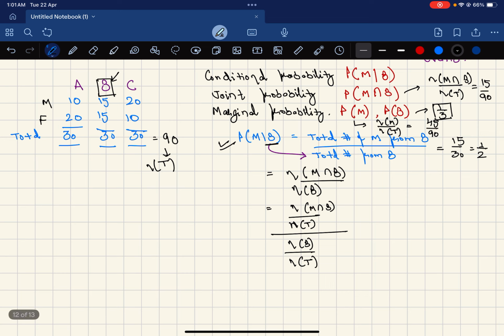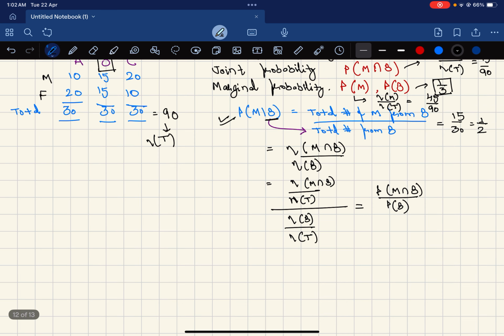Now if one notices here, the numerator has actually become the probability of getting a male student as well as a student who is from class B, and the denominator is nothing but the marginal probability of getting a student from class B. So we have derived a particular formula here, which is P(M given B) = P(M intersection B) divided by P(B).